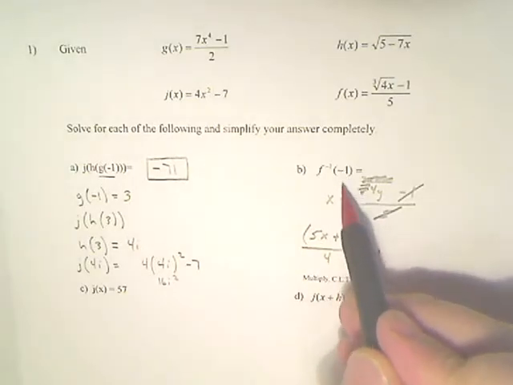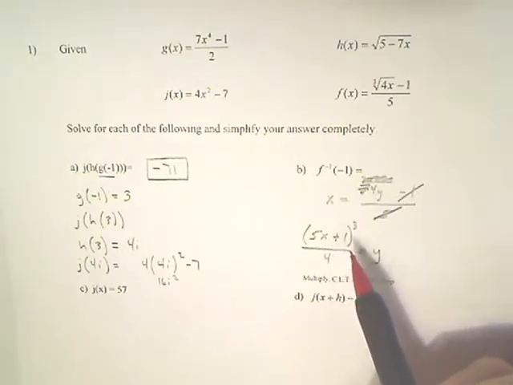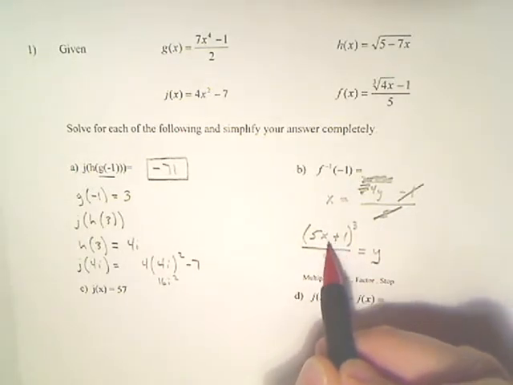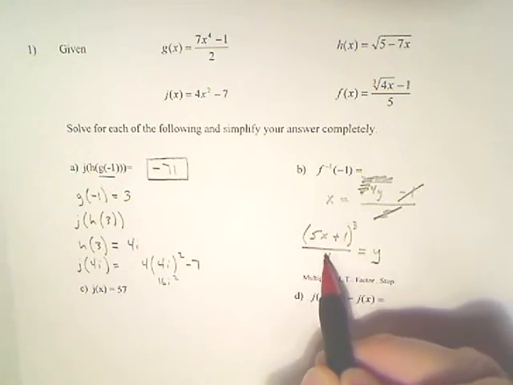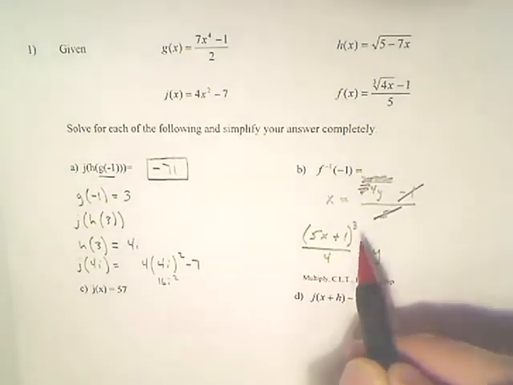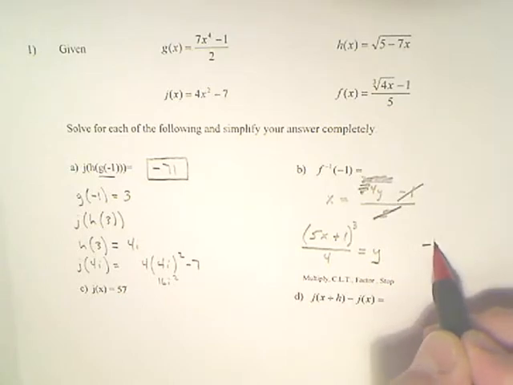If this was just a plain x, we would be done. This is asking us to stick -1 into the inverse. So we have to stick -1 right there for that x and find the solution to that. That would be -5 plus 1 is -4. -4 cubed is -64. -64 divided by 4 is -16.